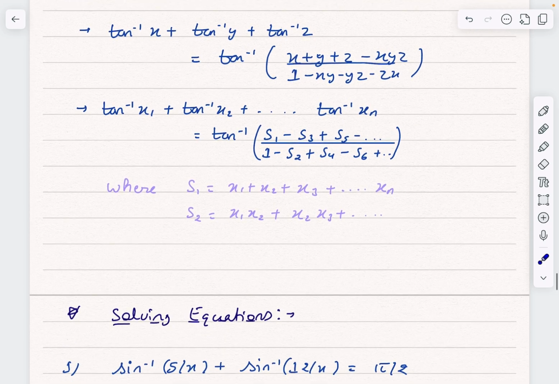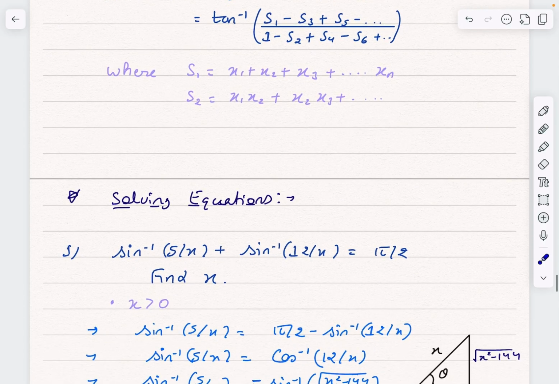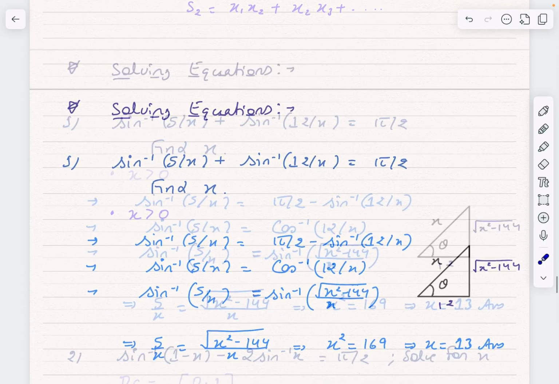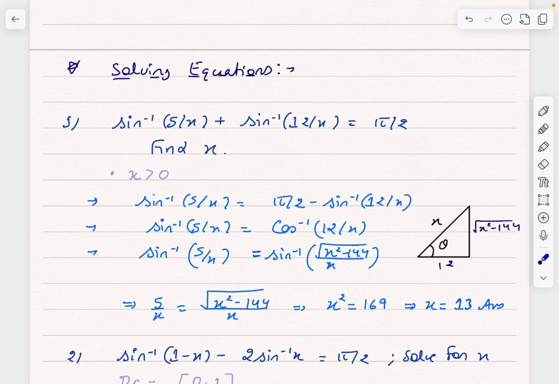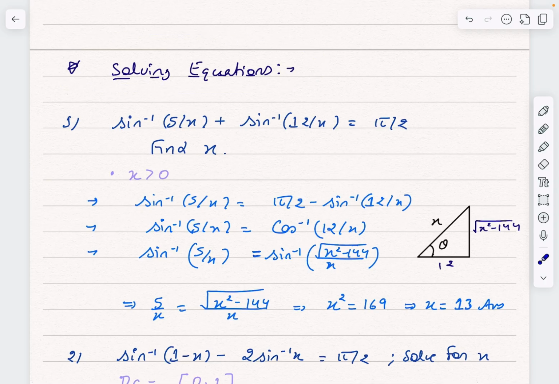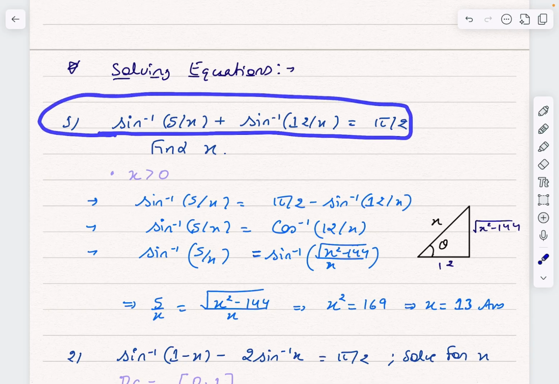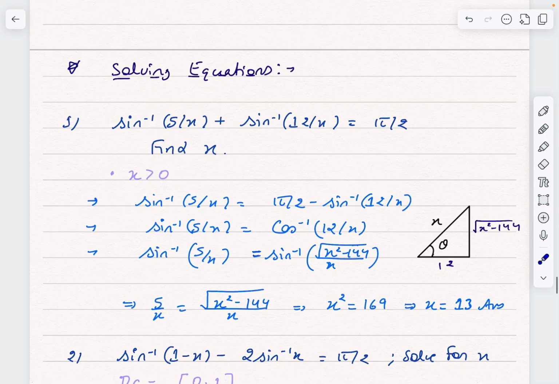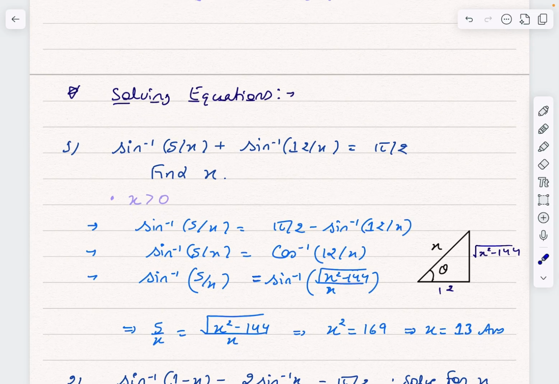Next, guys, we discuss solving equations. In this solving equations part, we'll have inverse trigonometric equations and we'll have to solve them. So whatever concepts we have discussed till now, we'll have to apply them to solve these equations. This first problem I'll discuss, then the next problem you can try. We have sine inverse 5 over x plus sine inverse 12 over x equal to pi by 2. We have to find the value of x.